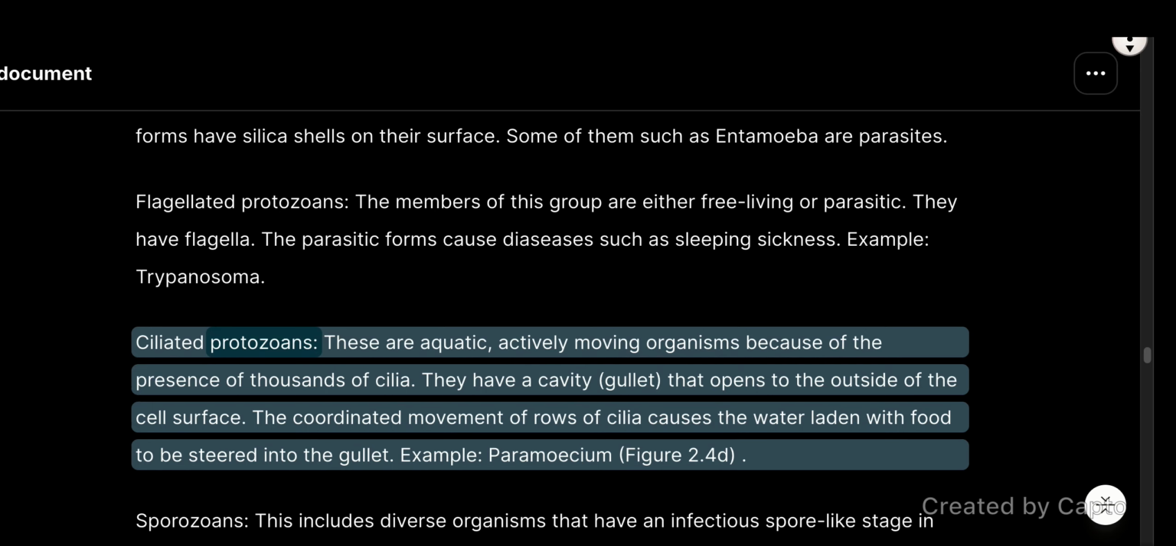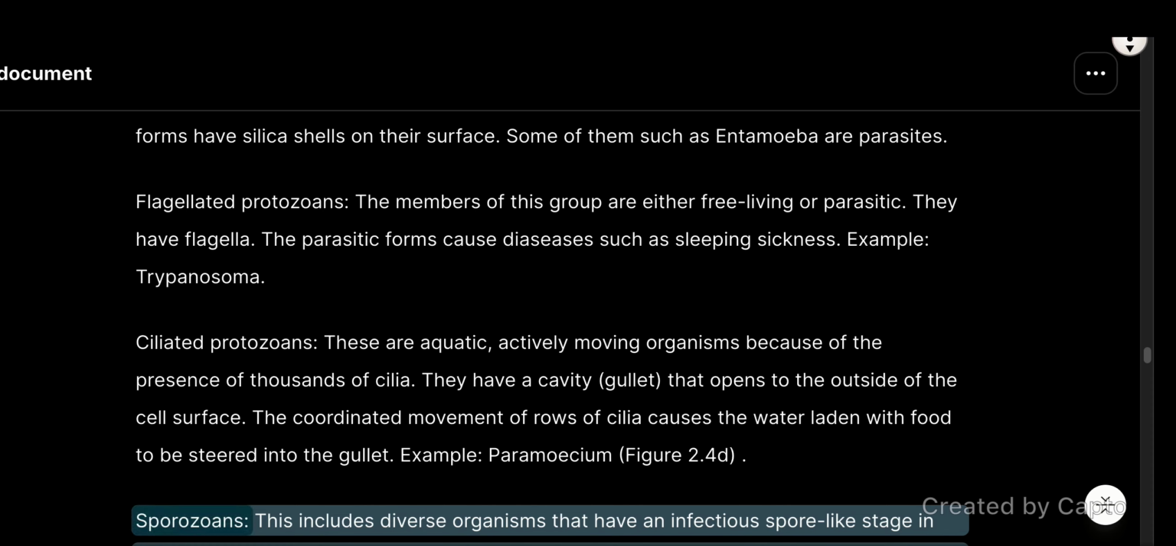Ciliated protozoans. These are aquatic, actively moving organisms because of the presence of thousands of cilia. They have a cavity, the gullet, that opens to the outside of the cell surface. The coordinated movement of rows of cilia causes the water laden with food to be steered into the gullet. Example: Paramecium, figure 2.4d.